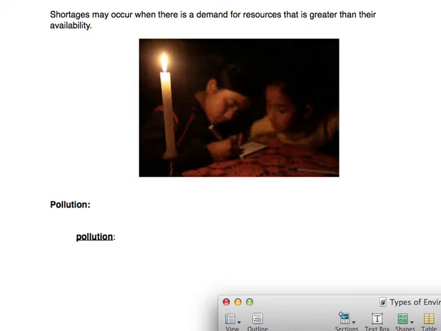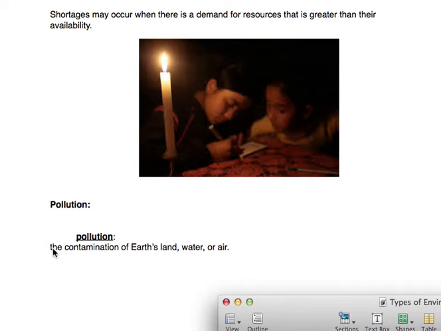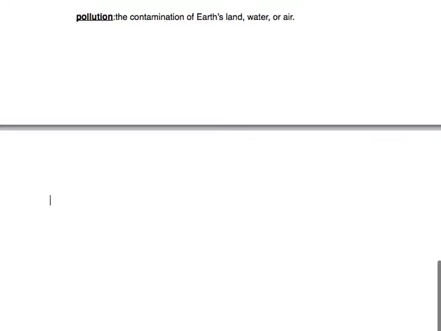Pollution is any contamination of the Earth's land, water, or air. And it can look like a lot of different things. There are a lot of different forms of pollution. So any sort of contamination is known as pollution.